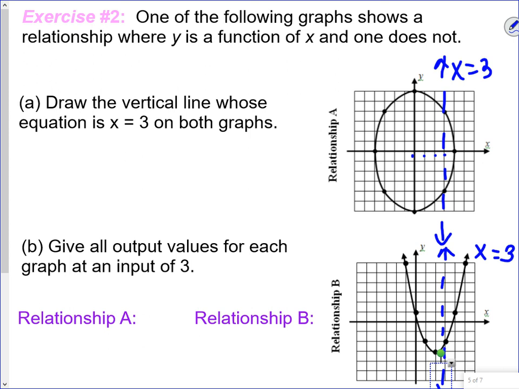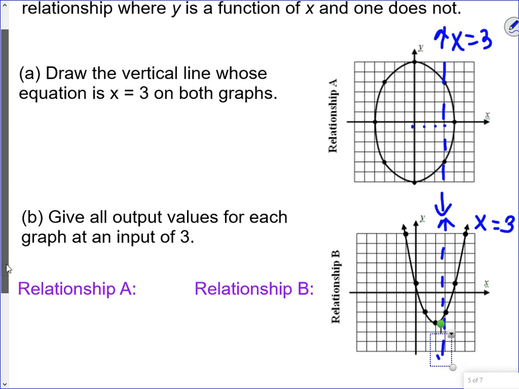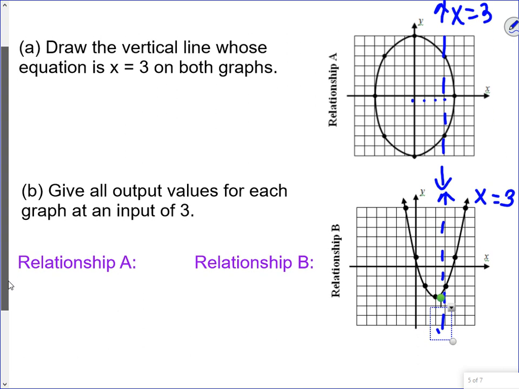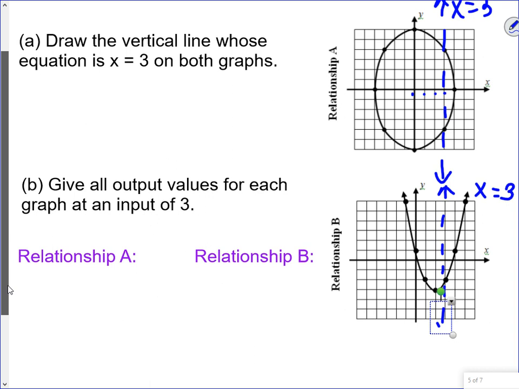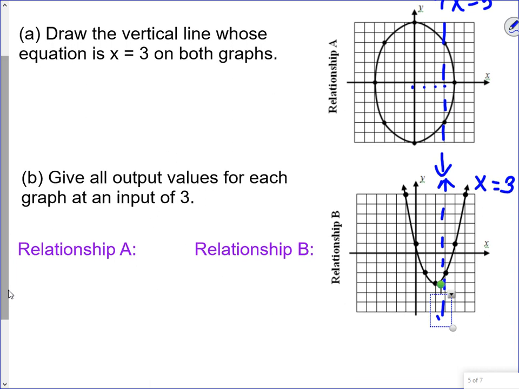Does that have to be dashed, or can it just be a straight line? We like to do it dashed, but I don't have the time or energy this year to get hung up on that. So we did our first step. Step B says, give all output values for each graph at an input of 3.